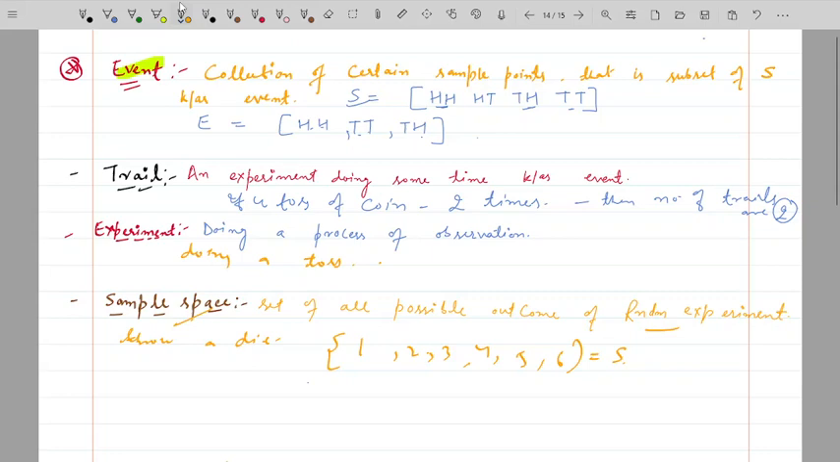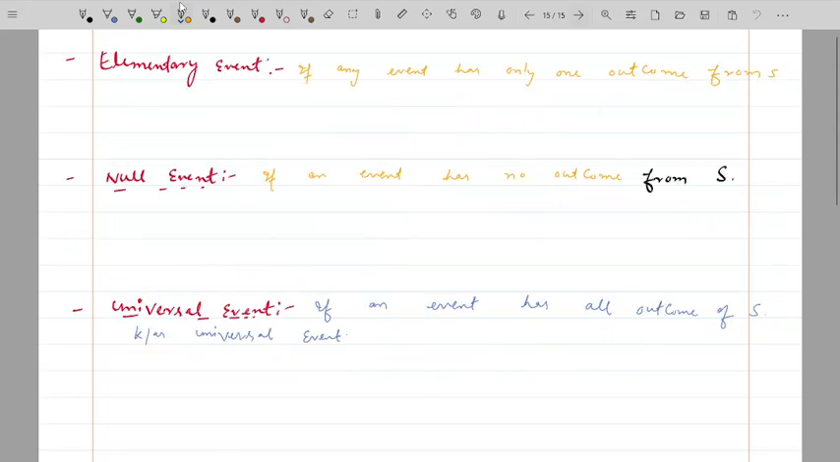S is the sample space, and basically this is all the possible outcomes of the die, or if you toss a coin, or if you do a toss of a coin, all the possible outcomes of that particular coin, that is the sample space. Means all the possible outcomes, that is called the sample space. Let's move to the next.